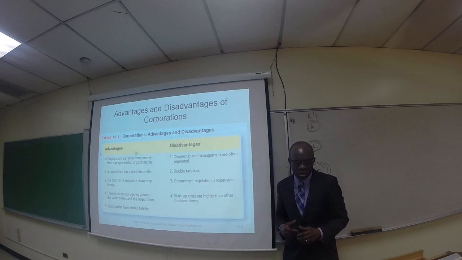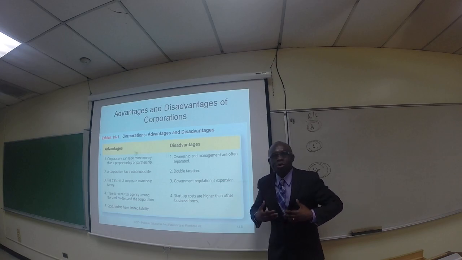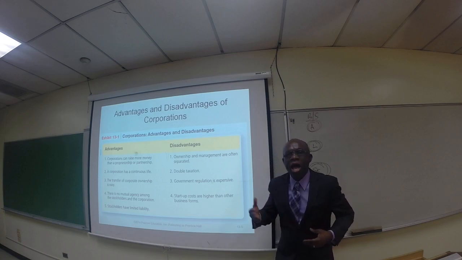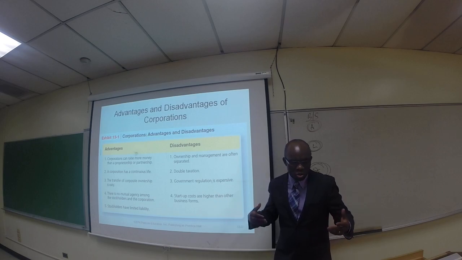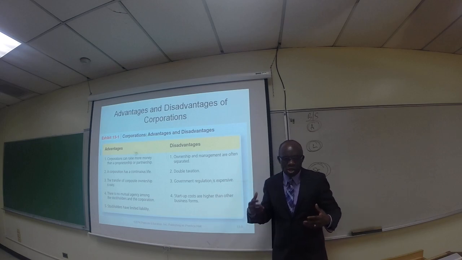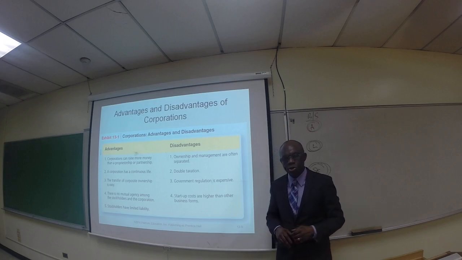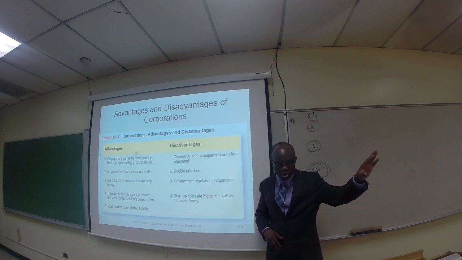Number four, there is no mutual agency among the stockholders and the corporation. So, for example, I have some shares of McDonald's stock. I cannot make a commitment on behalf of McDonald's, okay? That is what we mean by no mutual agency among the stockholders and the corporation. The stockholders out there cannot make any commitment on behalf of the corporation.